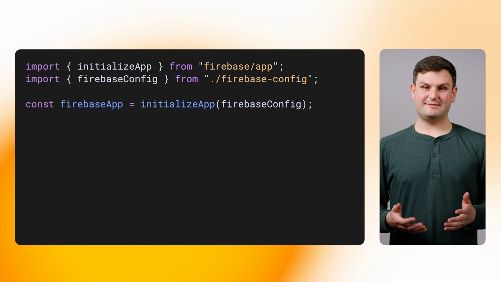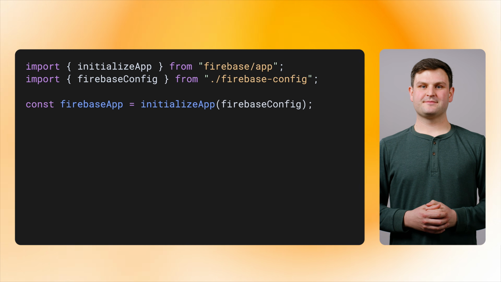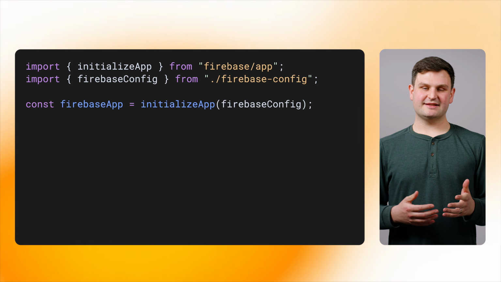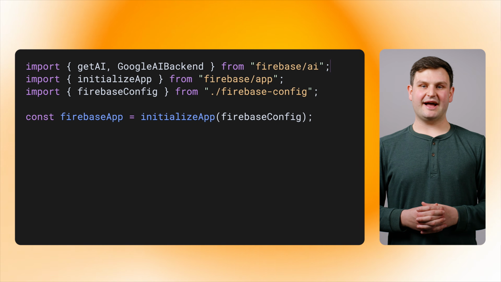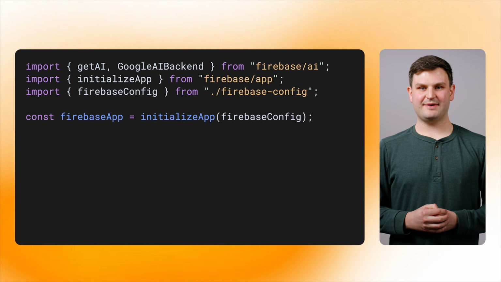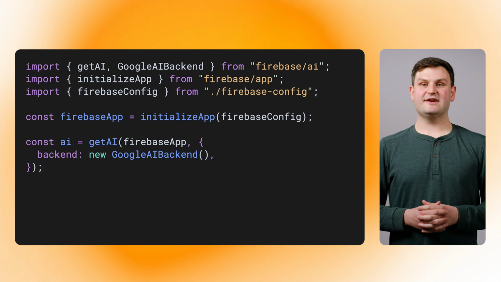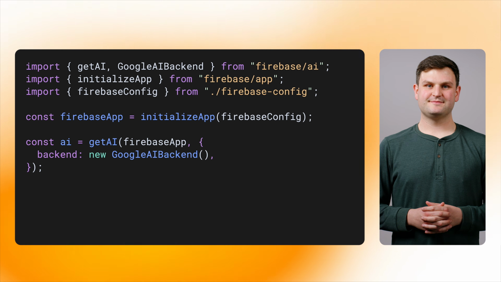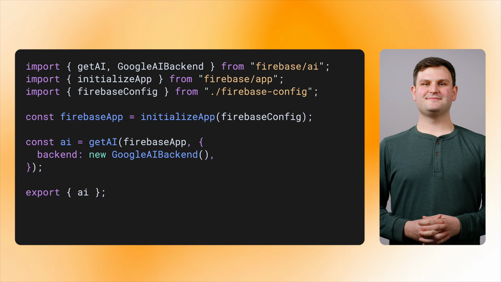Once you finish enabling Firebase AI Logic in the console, the next step is to add the Firebase AI Logic dependencies to your web app. npm install the Firebase JavaScript SDK and call initializeApp like you would for any web app that uses Firebase. In the same place where we initialize the Firebase SDK, we'll import the getAI function and GoogleAIBackend class from the Firebase AI subpackage. Then, we'll call the getAI function and pass in a freshly initialized GoogleAIBackend. Now, we'll export that and can use it anywhere in our front-end code.